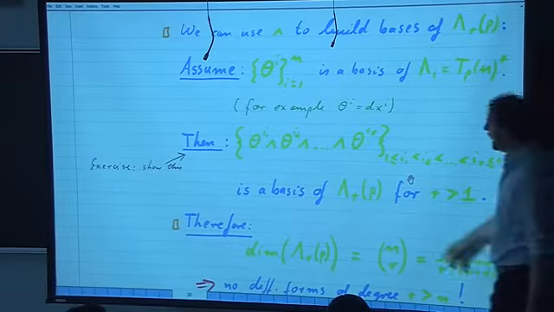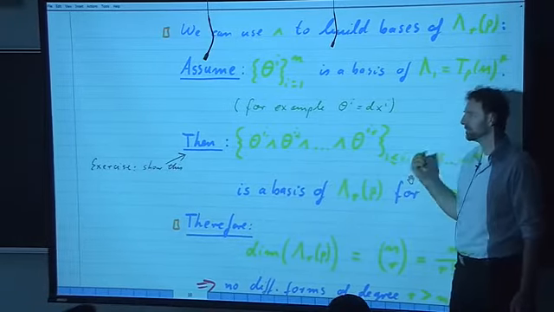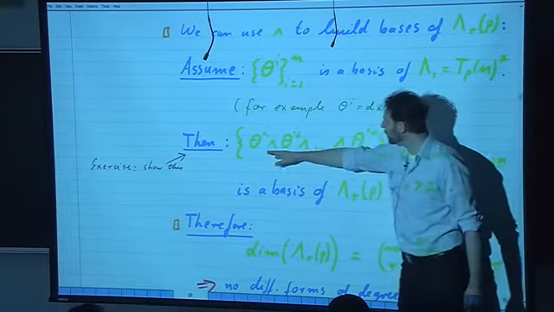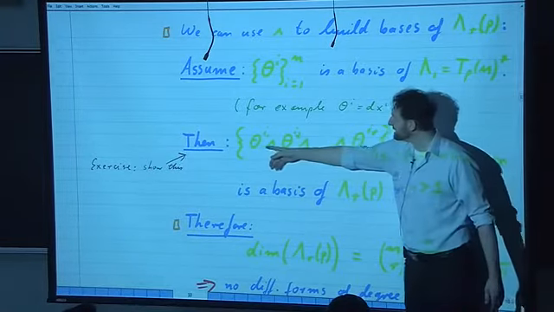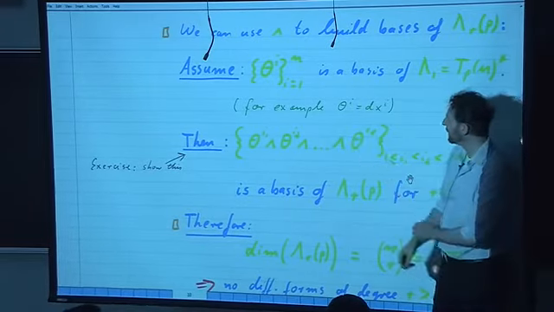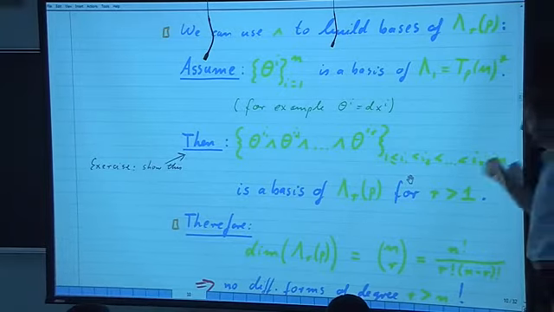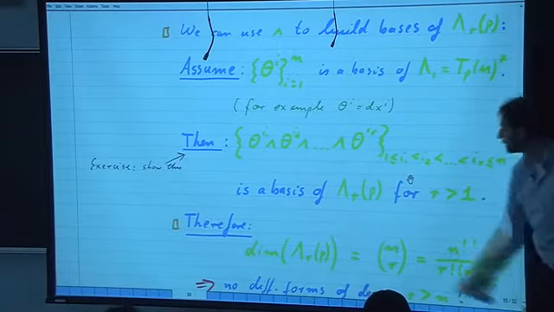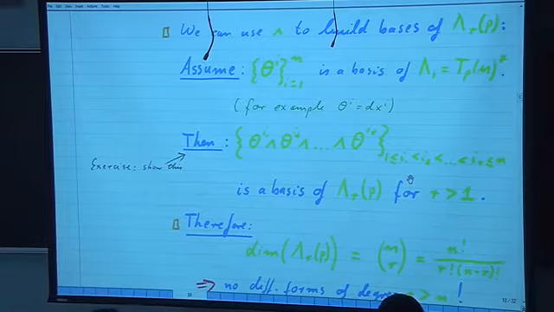One can ask, how many of these are there? What is the dimension of the space of differential R forms at a point? Well, on the basis of the fact that they are ordered by size of their index, we can deduce that there are n choose R of them, which is this number here, n factorial over R factorial times n minus R factorial.